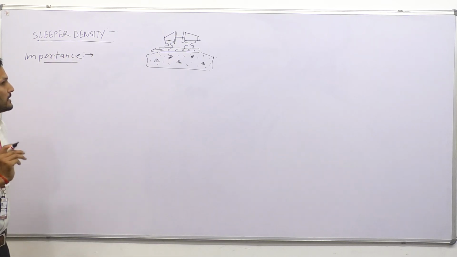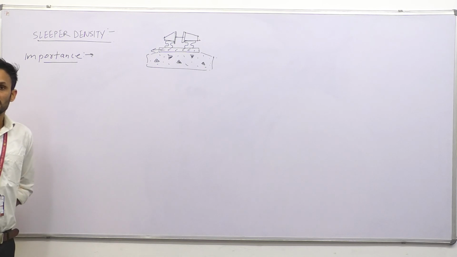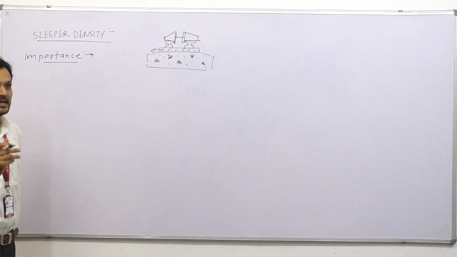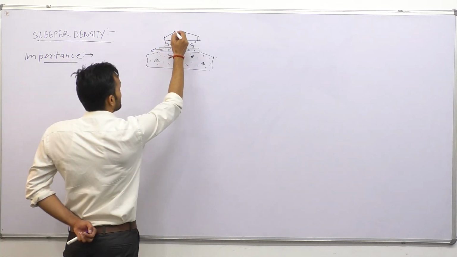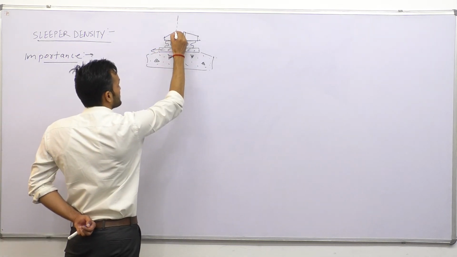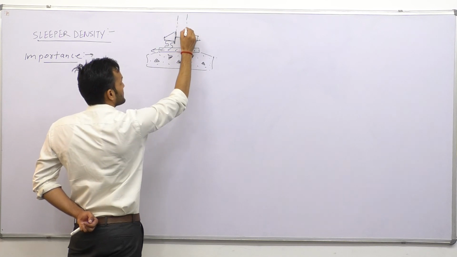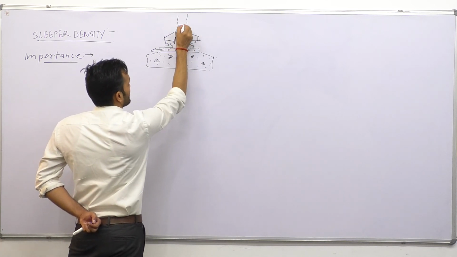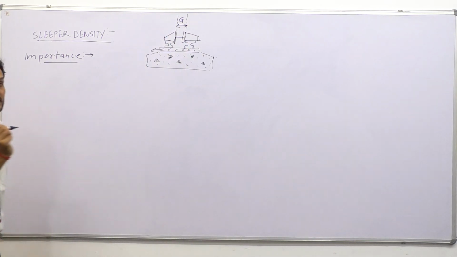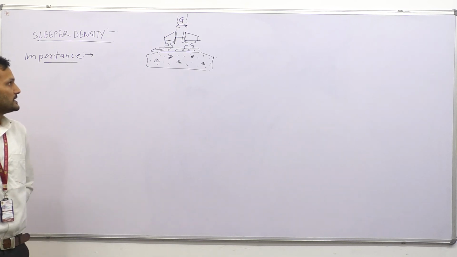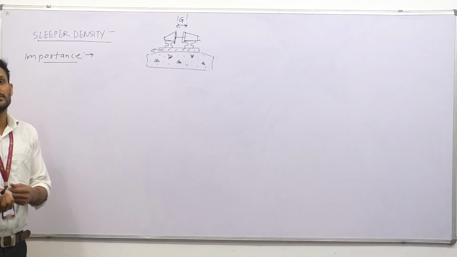The requirement of an ideal railway track is to have the proper gauge, or I must say the uniform gauge. Gauge is the distance between the inner faces of the rails. If these are the inner faces of the rail, then this distance is referred to as gauge G, which varies with the type of track. If it is a broad gauge track, then the value of G is 1.676 meters. If it is a meter gauge track, then the value is 1 meter.